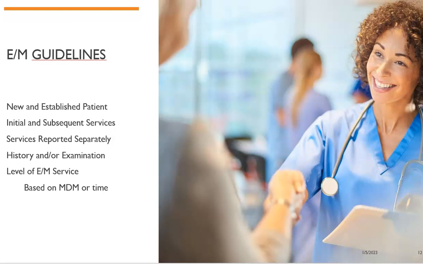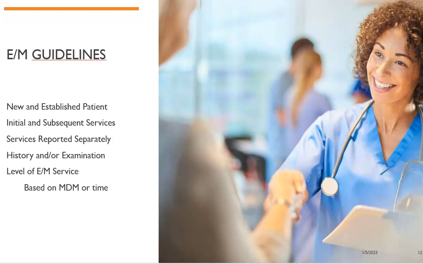Some services are reported separately, so you want to make sure and read through the guidelines to see which ones are reported separately. For example, in the emergency department, we can assign an E&M level for an ER visit, as well as critical care if critical care was provided by that same physician to the same patient during the same ER visit. We could have a 99285 for the ER visit and then a 99291 for critical care.